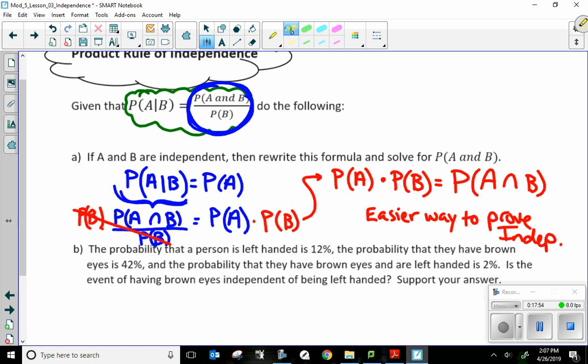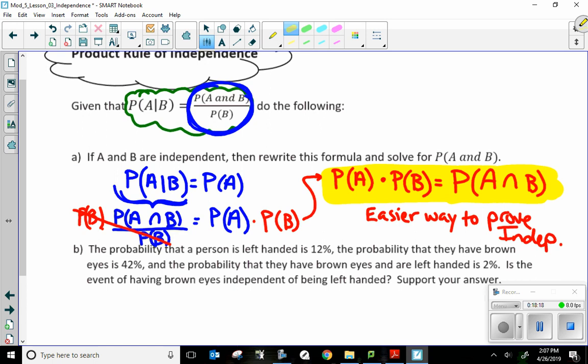This equation right here. If I multiply two individual probabilities together, and it's the same as the probability of those two events together, and they're equal, then they are independent. If those two expressions are not equal, then they are not independent.